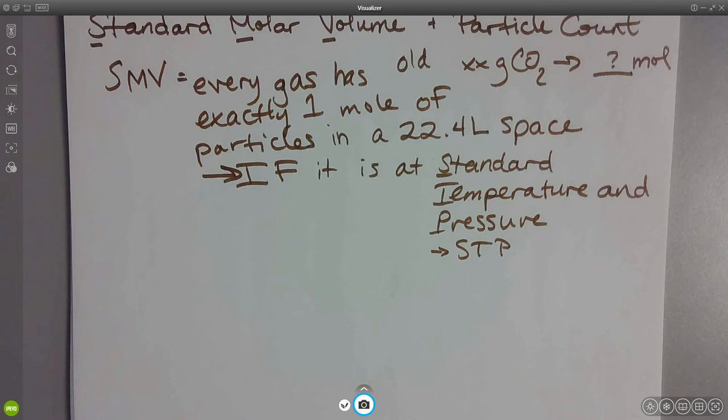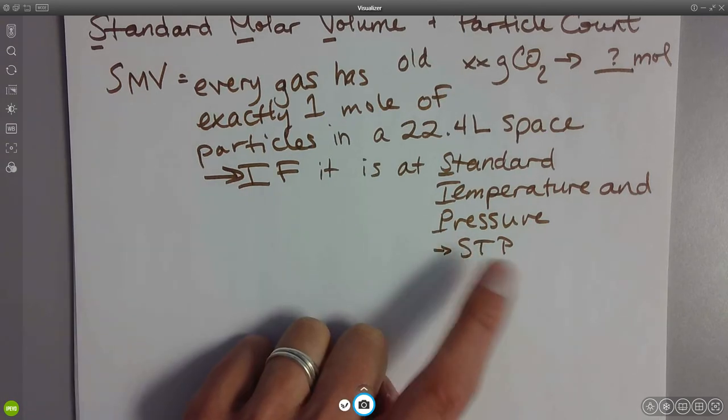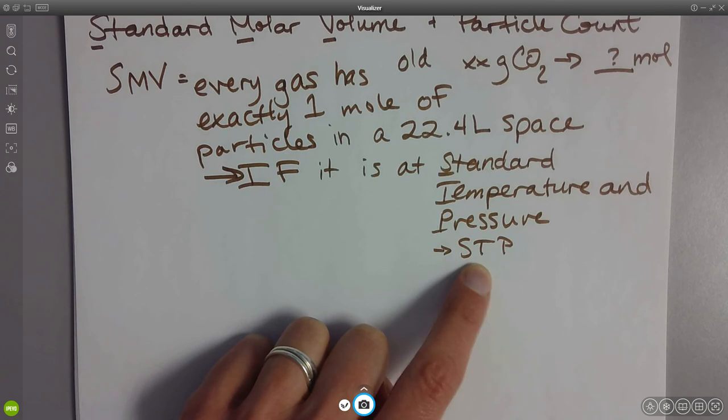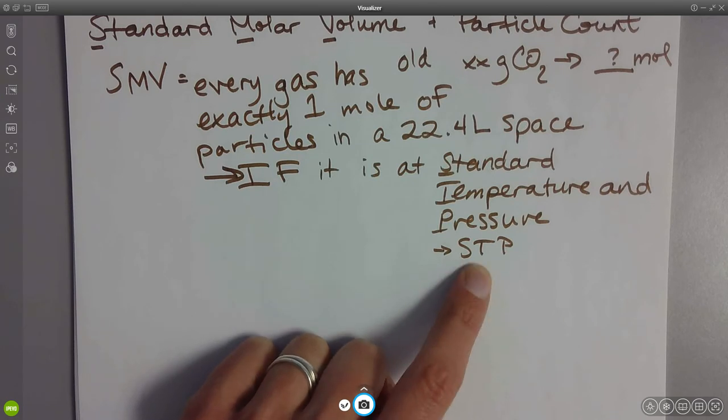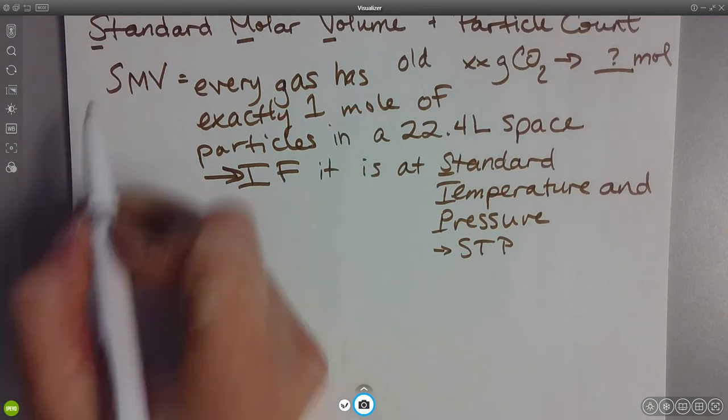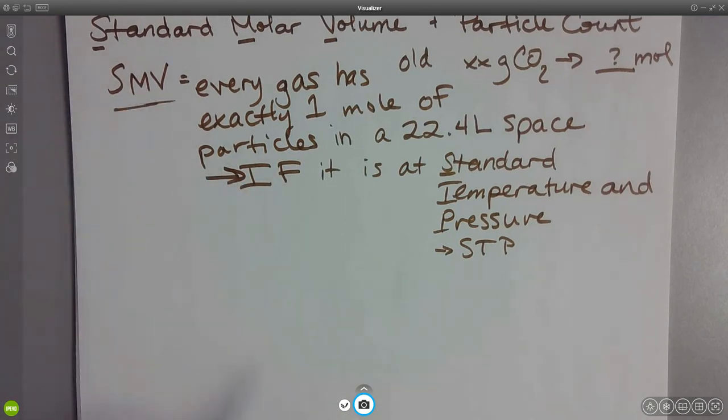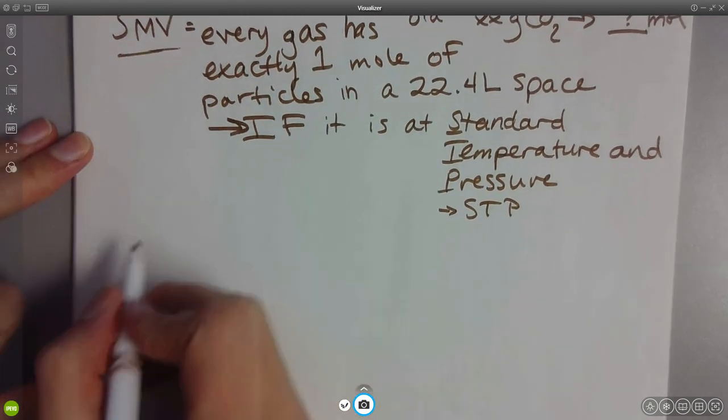For the purposes of right now, don't worry about that. Just know that we will only do problems that are at STP. Does that make sense? You're going to see this in the problems that you do, and it doesn't mean you need to do anything extra. It means that because it says that, you can do just the simple thing. Cool? Sound good? All right. So that's standard molar volume. The next one is about particle count.